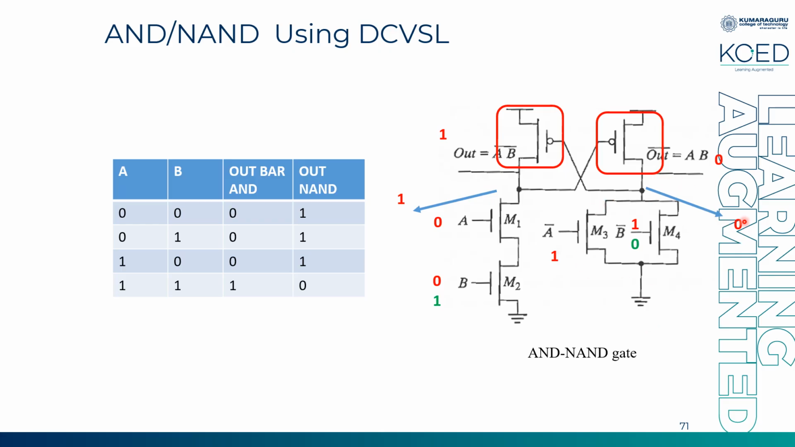Same condition: here 0 means this transistor will be on, and here there will be a 1. Here 1 means this transistor will be off and it will give a 0. So the same voltage at the output node will be retained and hence the same output will be obtained.